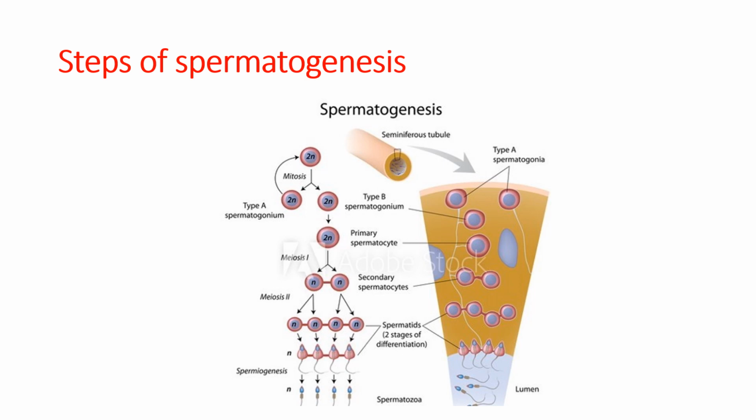Finally, the spermatid is converted into a spermatozoon by means of spermiogenesis. Up to the formation of the primary spermatocyte, that stage is called spermatocytogenesis. From the primary spermatocyte to the formation of spermatid, it is the meiotic stage. And from the spermatid to the spermatozoa, that is called spermiogenesis. These are the three stages that occur in the formation of spermatogenesis.